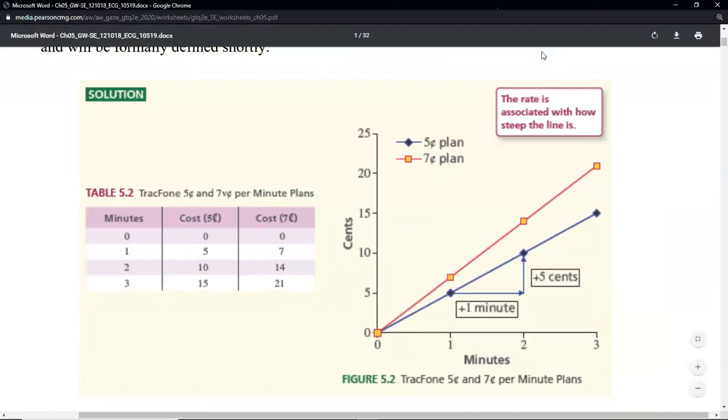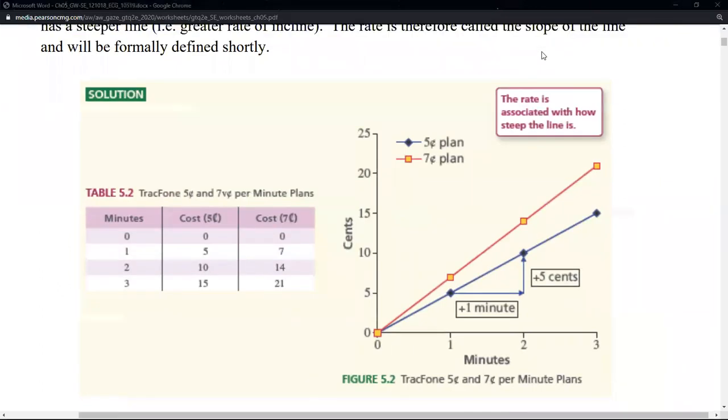And I don't necessarily like how they do this table right out of the gate. So this right here is one pair of values. The minutes are our X and the cost at 5 cents per minute. So this is one table of values. And we say that if we talk for 0 minutes, we're going to pay 0 cents.